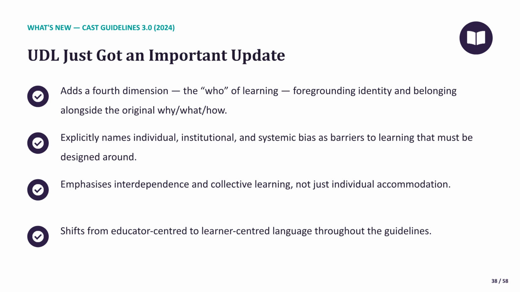The 2024 CAST guidelines have introduced a vital update. They now include a fourth dimension, the who of learning. This update highlights identity, belonging, and the impact of systemic bias, while shifting toward more learner-centered language.